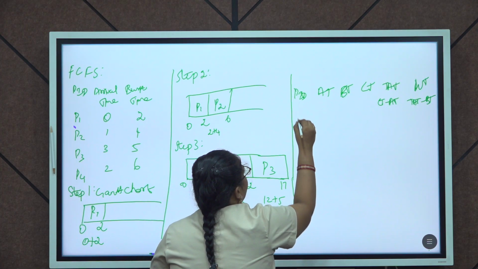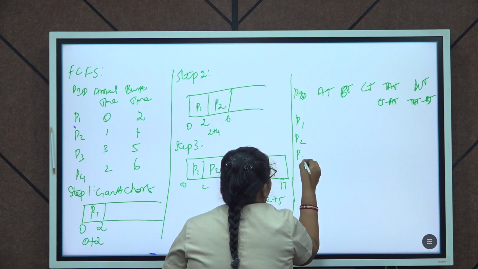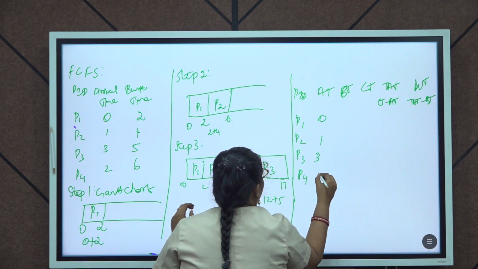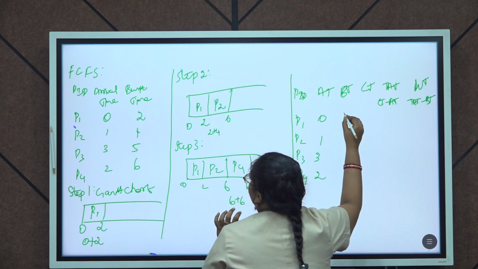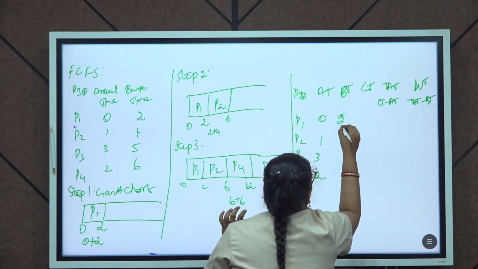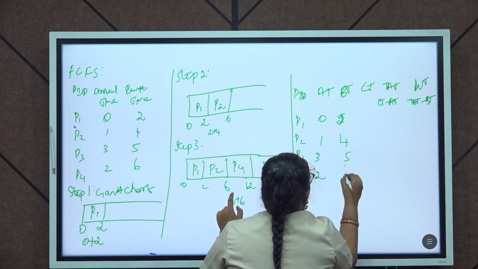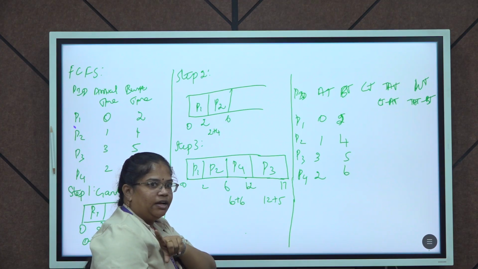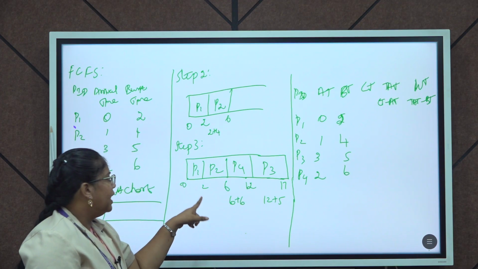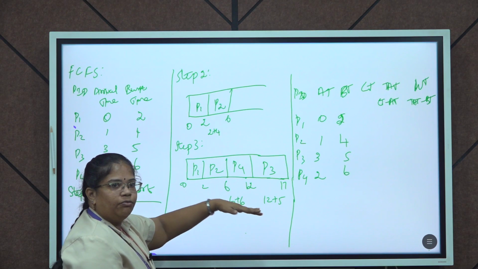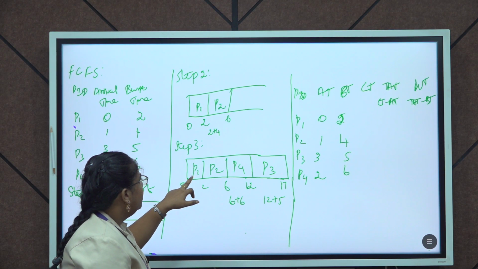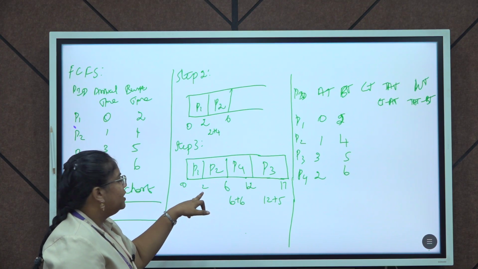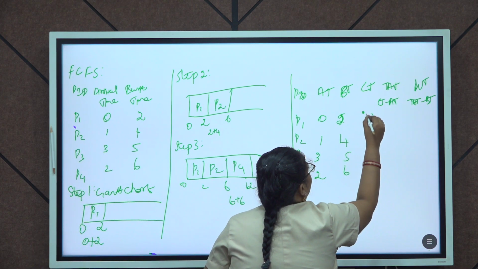Okay. So we write the process names P1, P2, P3, P4. Then arrival time, already given: 0, 1, 3, 2. Then burst time, already given: 2, 4, 5 and 6. Then next is CT, completion time. How do we write the completion time? That comes from the Gantt chart. Here are the numbers, this is our Gantt chart. So which number does P1 end with? P1 ends with 2. So completion time is 2.